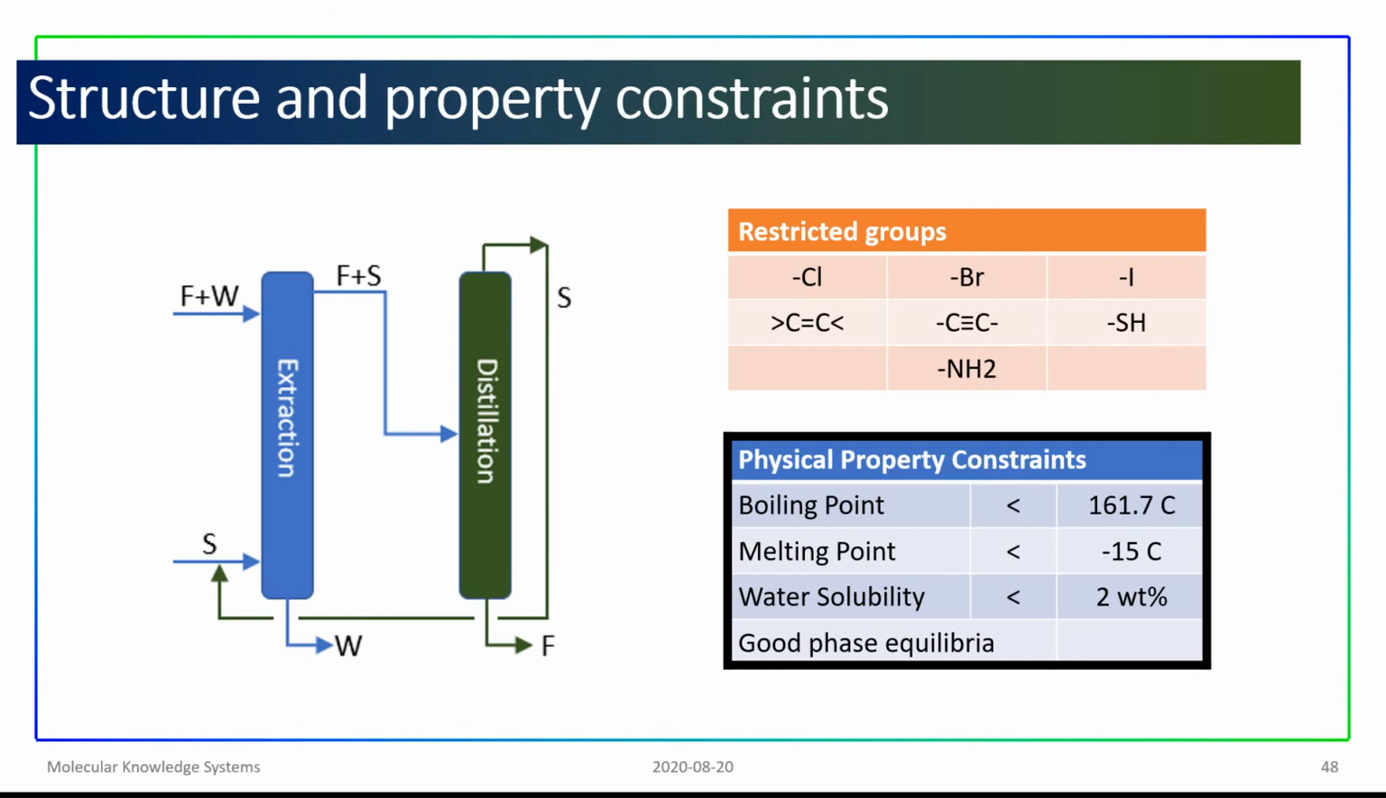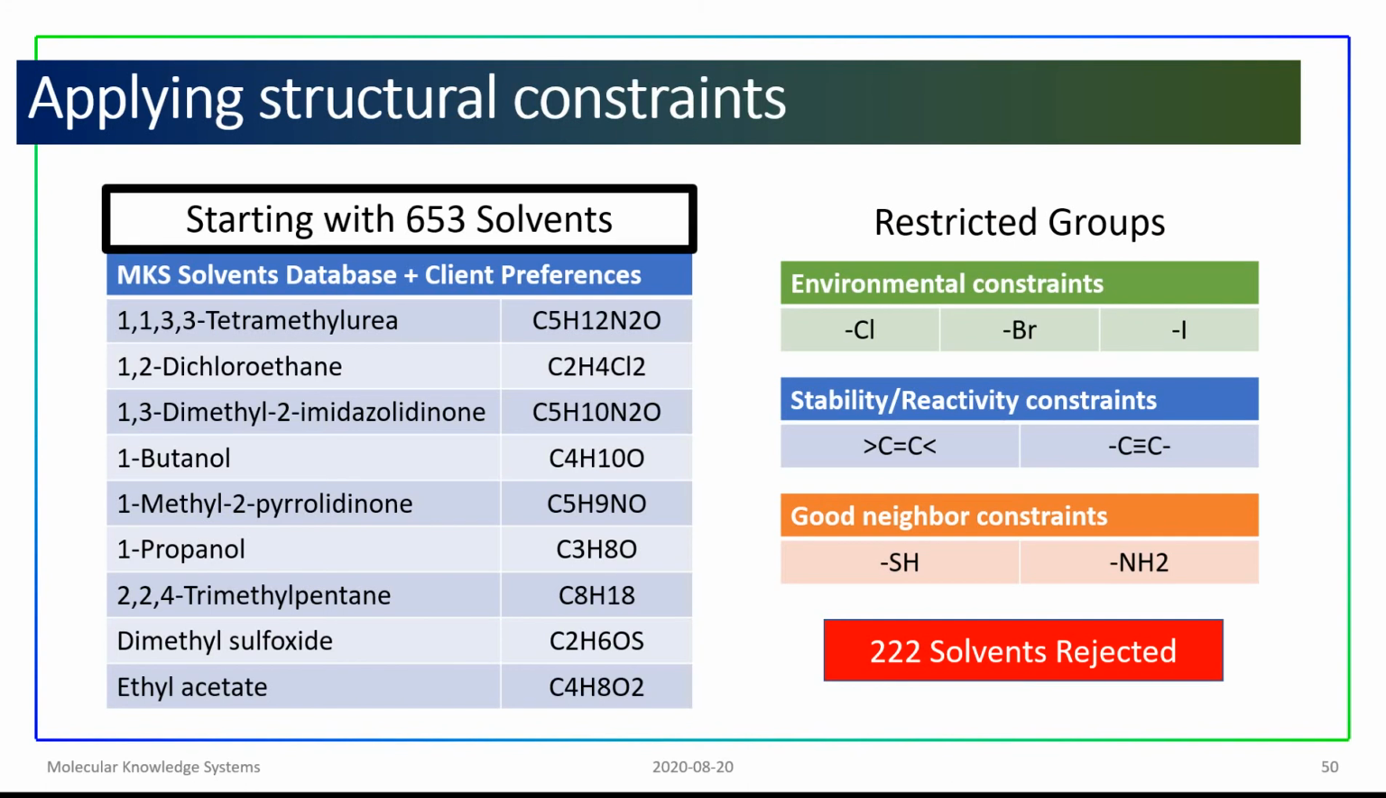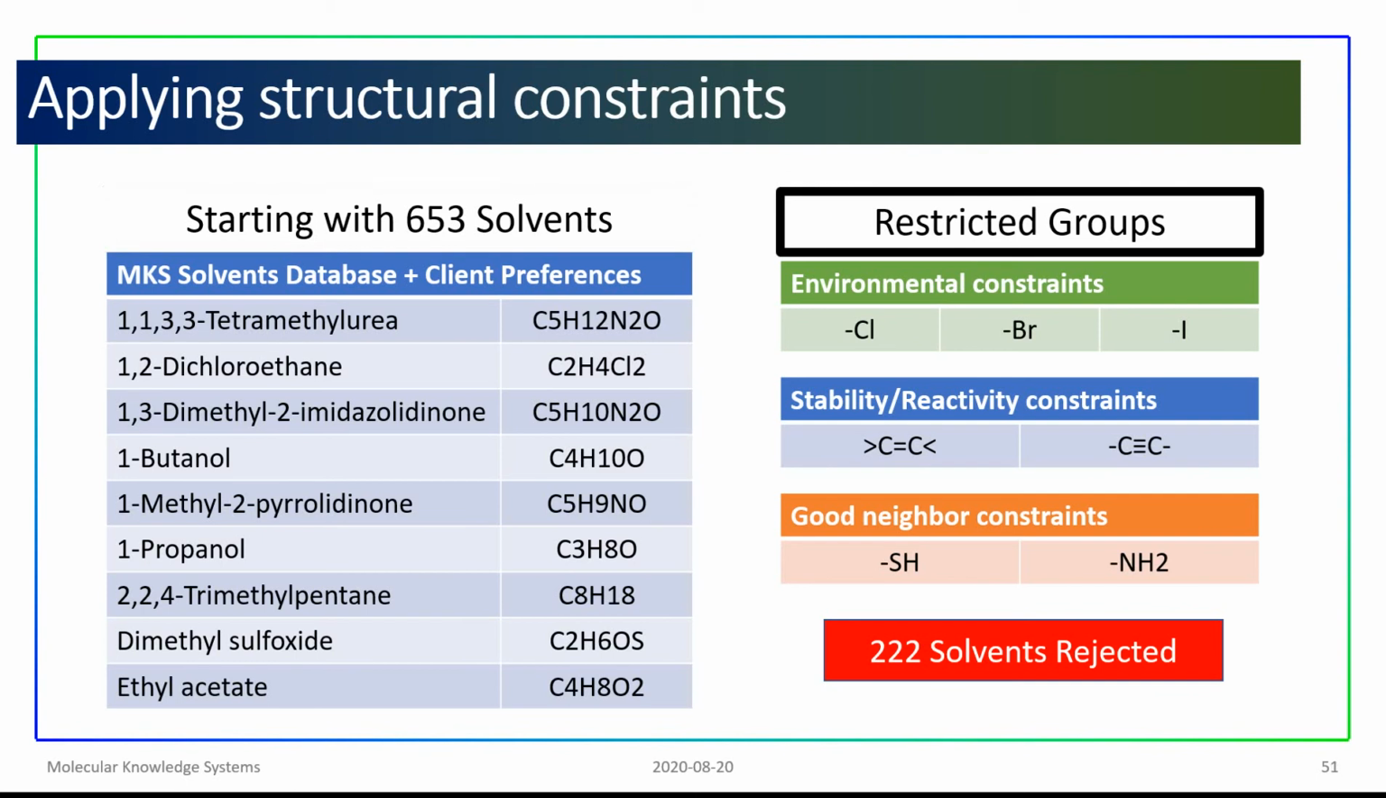In particular, we want to make sure our solvent doesn't form an azeotrope with furfural, otherwise we're not making much progress. So as I said in the beginning, the solvent selection process is fairly straightforward. In this particular example, we're starting with a database containing 653 solvents. Now some may say that there are thousands and thousands of solvents, but this problem is to select a solvent for an industrial process. We need a solvent that can be found at reasonable prices and is available in bulk quantities. We then apply our restricted groups constraints.